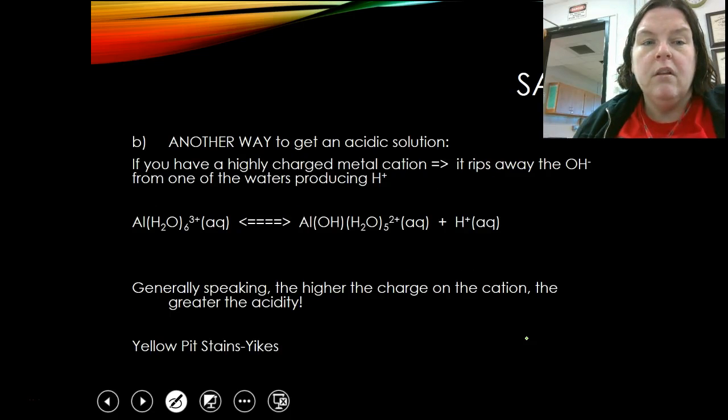Okay. So another way to get an acidic solution is if you have a highly charged metal cation, it'll rip OH from one of the waters. So if you have something that has a high charge, the higher the charge, the better it happens, the greater the acidity of the metal cation. And this is what causes yellow pit stains in shirts. So this happens a lot, okay?